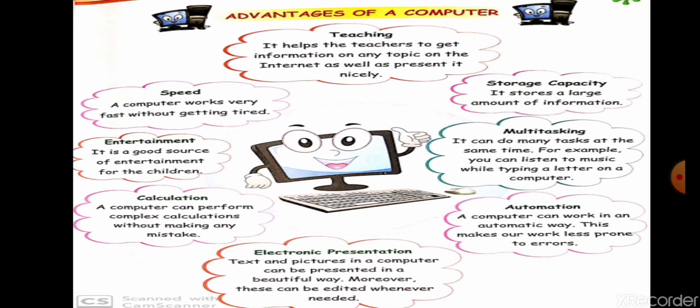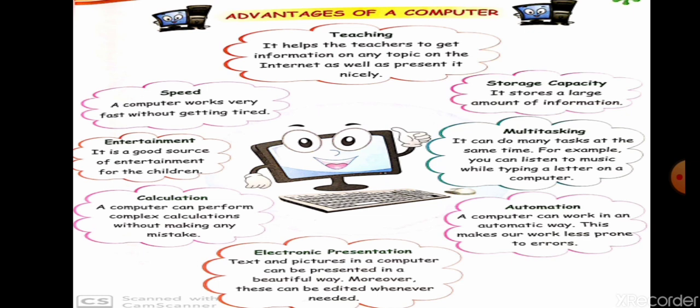Now electronic presentation. We can draw or write text or put pictures in it. We can do editing also. Whatever is required we can do in a very beautiful way. We can present our things in a very beautiful way. That is electronic presentation. Now the storage capacity of the computer is very large. It stores a large amount of information that we put in the CPU. It is processed over there to give an output.